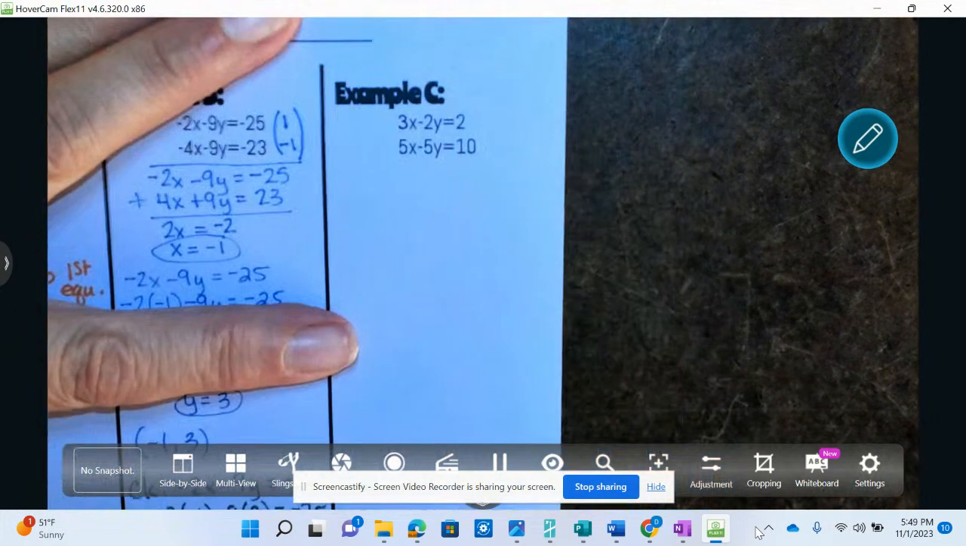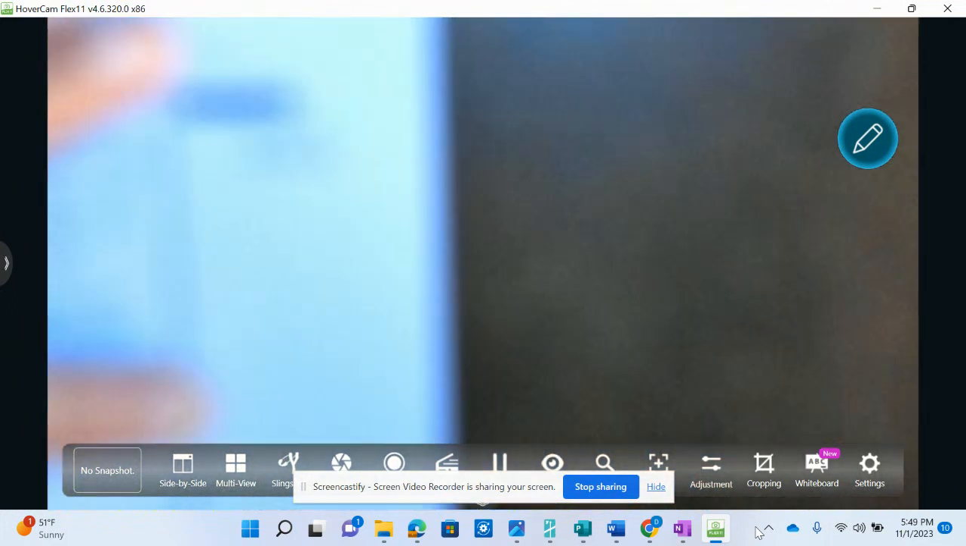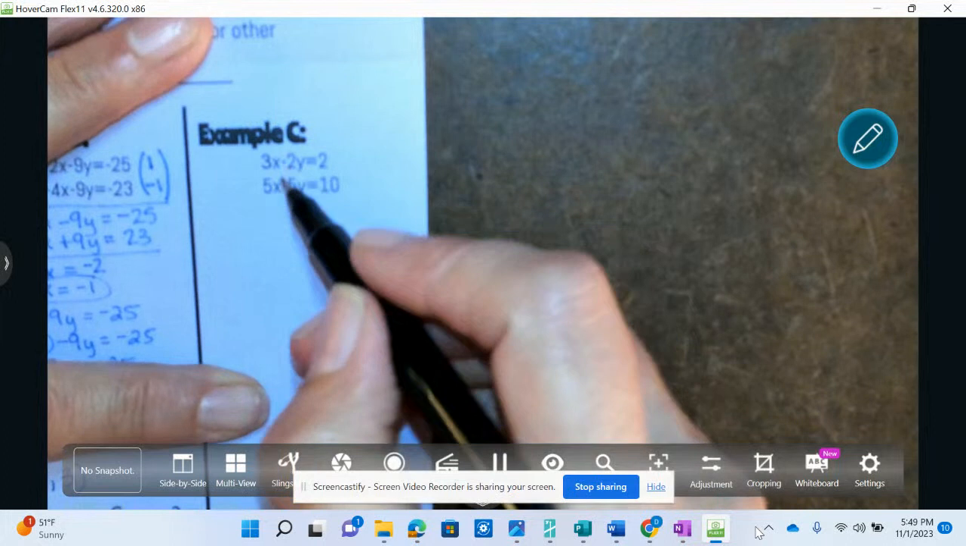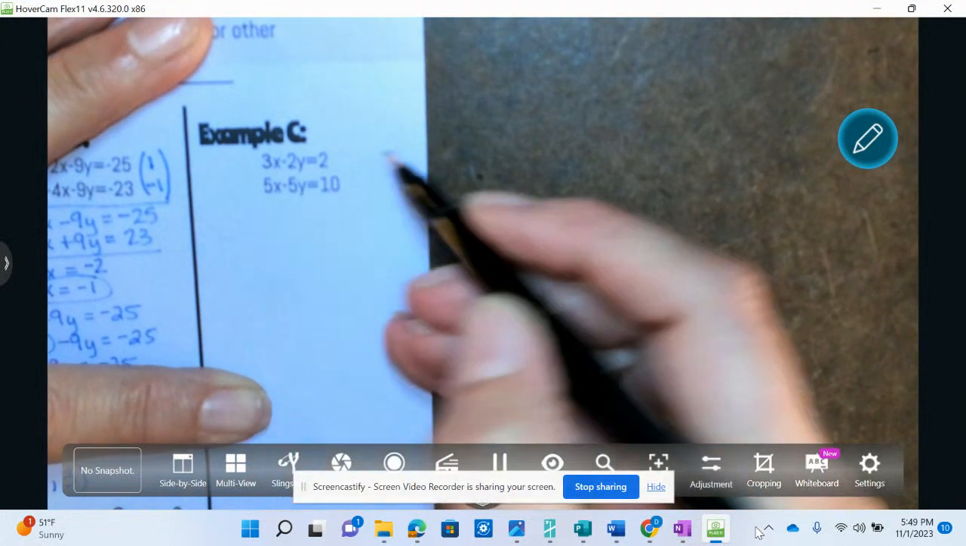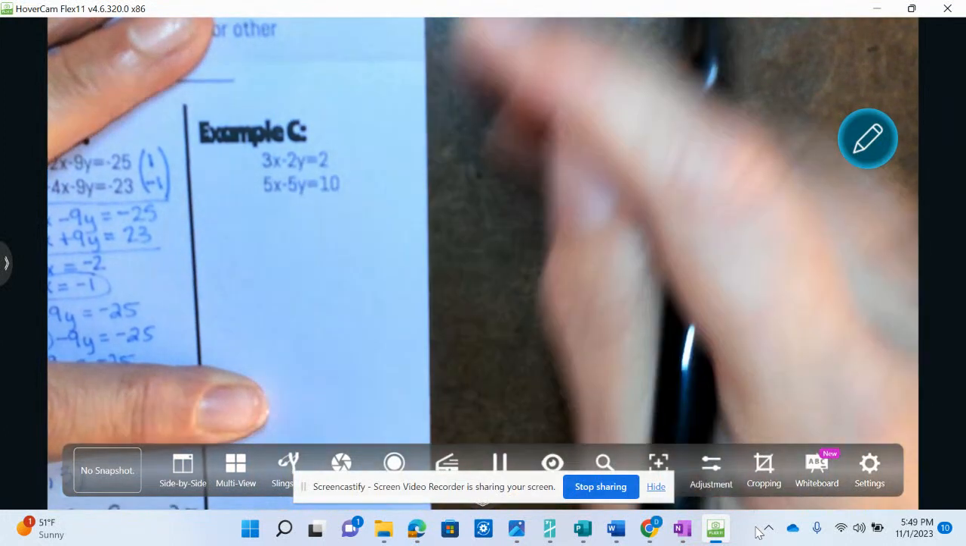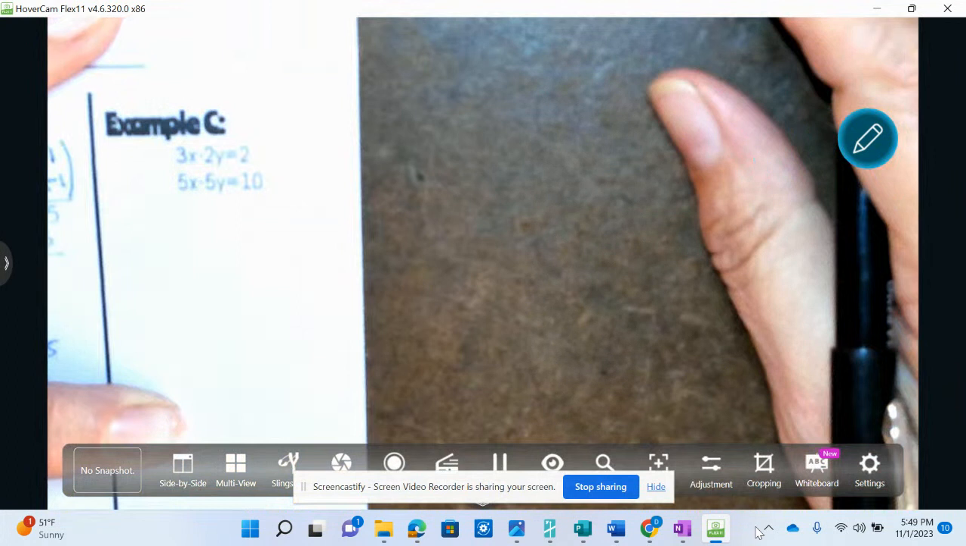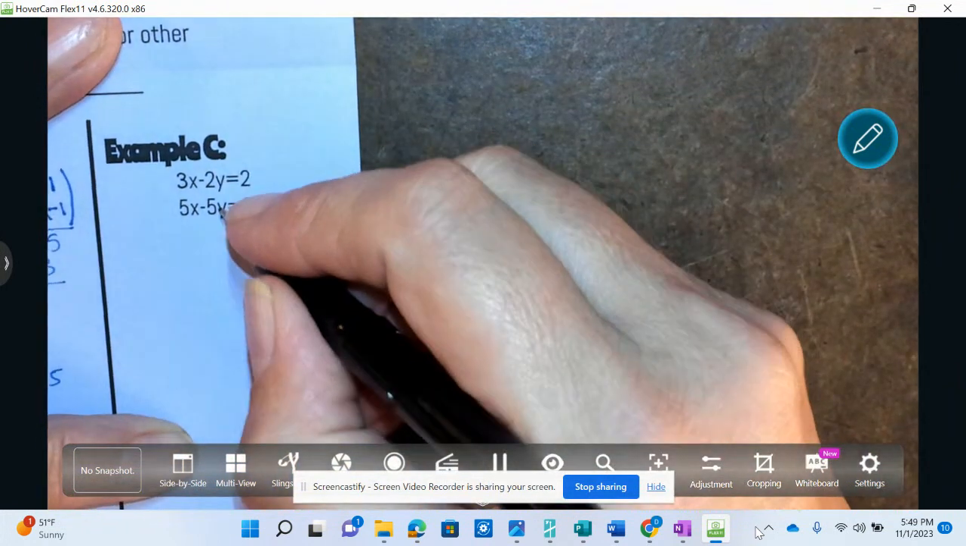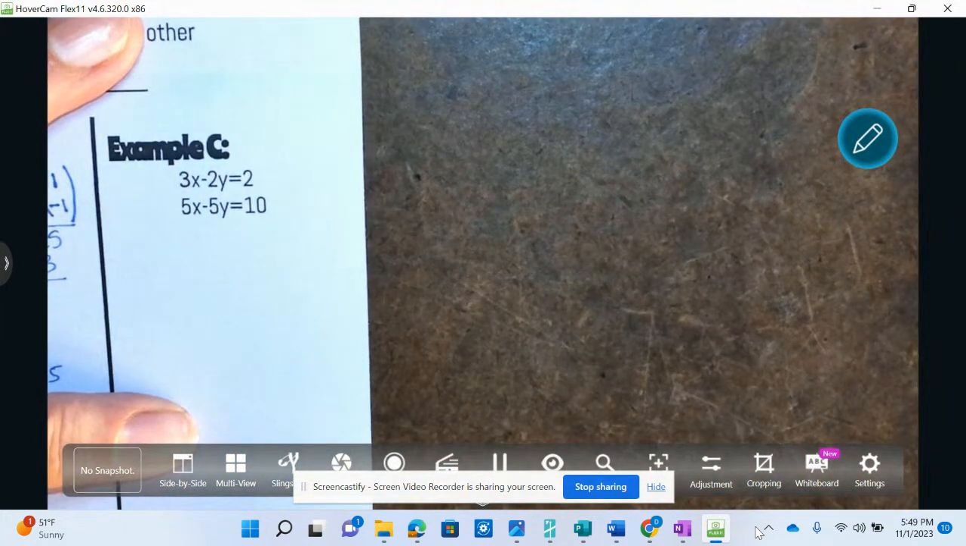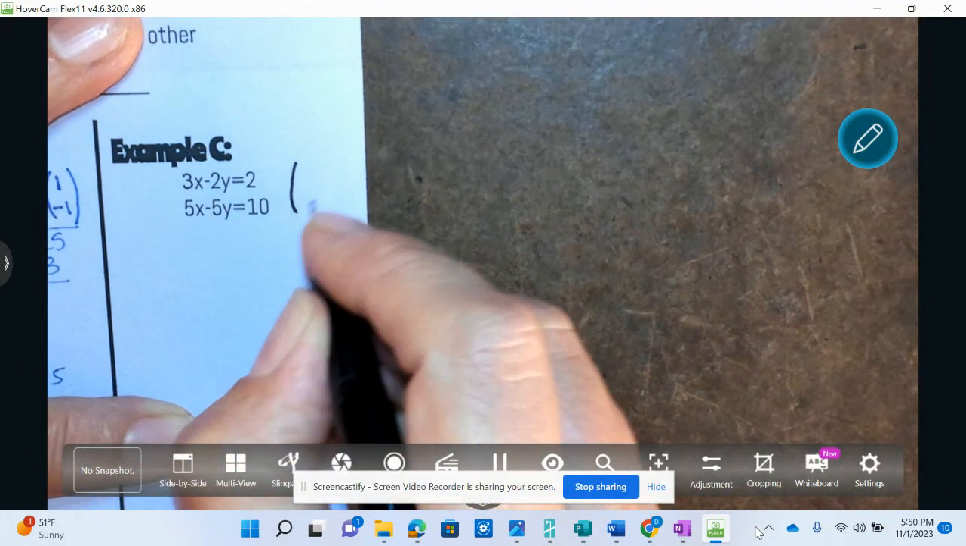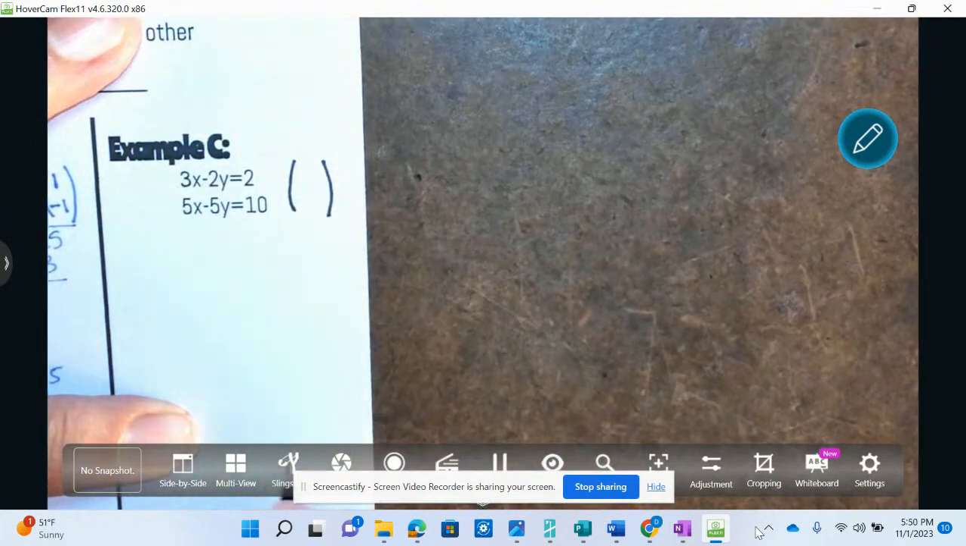So when I look at this last example, I have two coefficients, a 3x and a 5x. They're not even close to being the same as each other, not a positive or a negative. And then I have a negative 2 and a positive 5. So you have to make a decision. Do you want to get rid of your x's or your y's? I try to always get rid of my y's first. I don't know why, that's just how my brain works.